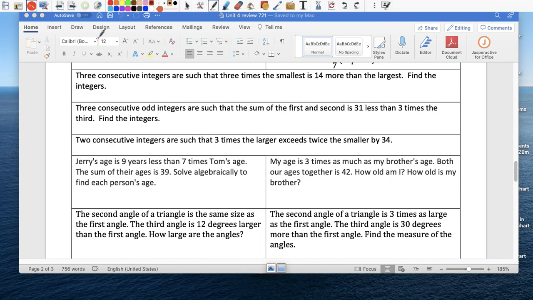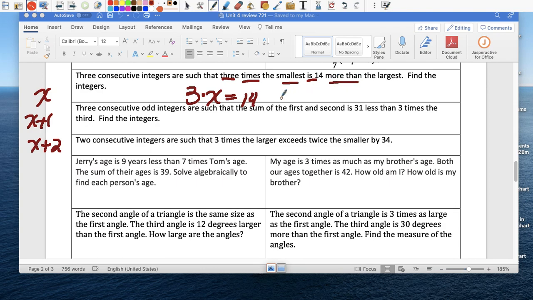3 consecutive integers. So consecutive integers are x, x plus 1, x plus 2. Not odd nor even, because then it would be x plus 2, x plus 4. So these are just 3 consecutive integers. So such that 3 times the smallest, right? So we identify the 3 consecutive integers. So let's follow that. 3 times the smallest. So 3 times, who's the smallest? Well, x, right? 3 times the smallest. Is equal to 14, there's my 14.